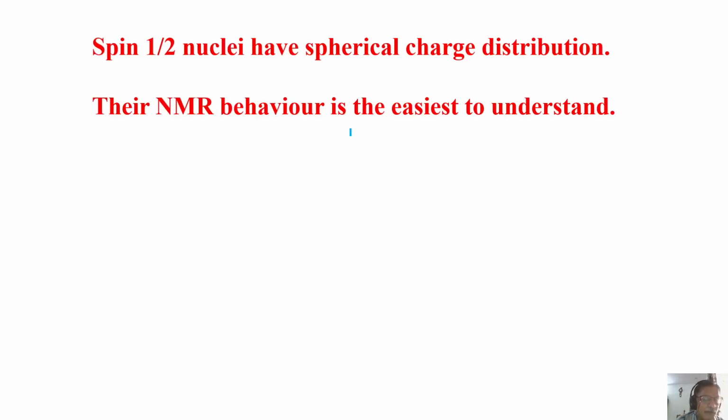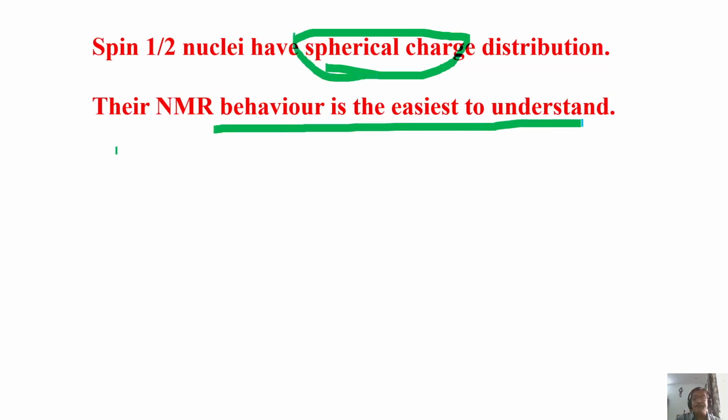Now we'll go a little bit more to understand. We have spin half nuclei, where the charge distribution is always spherical. Spin half nuclei are dipoles. Their behavior is easy to understand. Always in NMR, if I take spin half nuclei, I can understand their behavior, their interaction with the magnetic field, and among themselves, everything. It is very easy to understand compared to spin greater than half. Not that we can't understand, but the easiness of understanding is better for spin half nuclei.